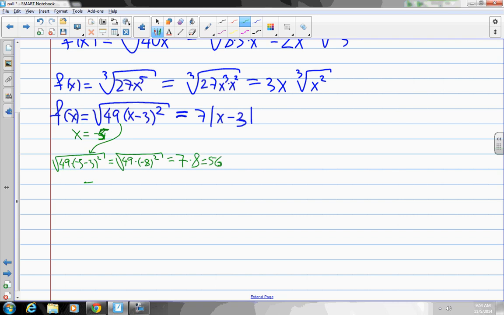Now, if I put negative 5 in there, I have 7 times the absolute value of negative 5 minus 3, which is 7 times the absolute value of negative 8, which is 7 times 8, which is 56, right? So that makes me happy. We get the same answers. If I don't have that absolute value, I'll get an answer of negative 56. That's not the same as my original function, so that equal sign would not be true. So that's why we need the absolute value to make sure the answer comes out positive.